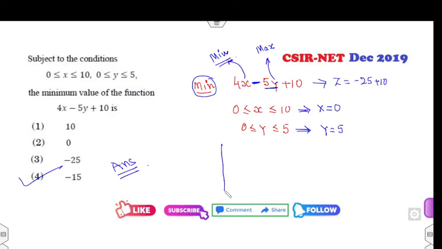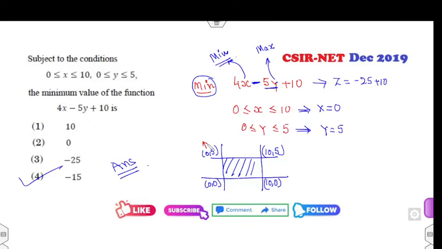और आप इसको ग्राफिकली सॉल्व करना चाहते हो, you can do it graphically. x is equal to 10, y is equal to 0, y is equal to 5. This is my feasible area. This coordinate is my 10, 5. This coordinate is 10, 0. This coordinate is 0, 5. This coordinate is 0, 0.